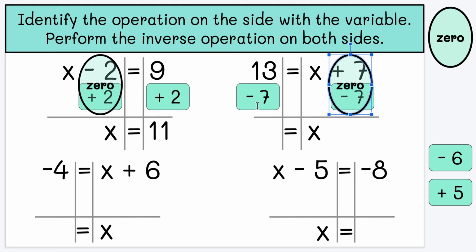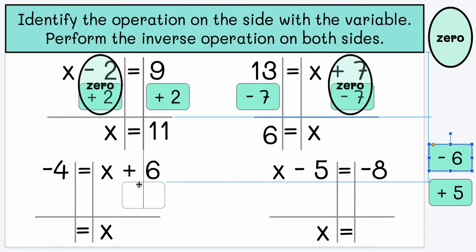And then over here, 13 minus 7. I'm going to count backwards 7 times. 12, 11, 10, 9, 8, 7, 6. My answer is 6. Ooh, this next one has a negative. How exciting. All right, so on the side with my variable, I see addition. The inverse of addition is subtraction, so I'm going to subtract 6 from both sides.